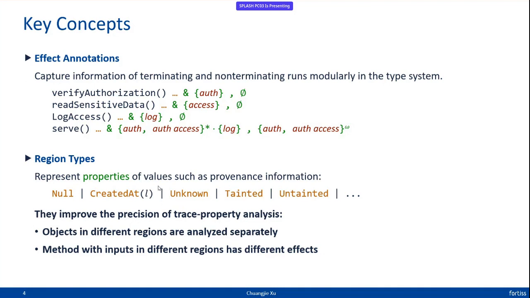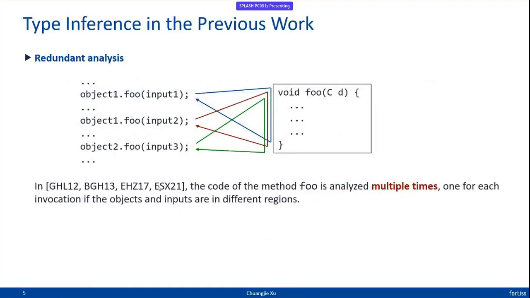And if you say the run method should always have the same effect, then it's essentially useless, right? So you really want the different objects in different regions to have different effects. And of course, then we have to pay something.